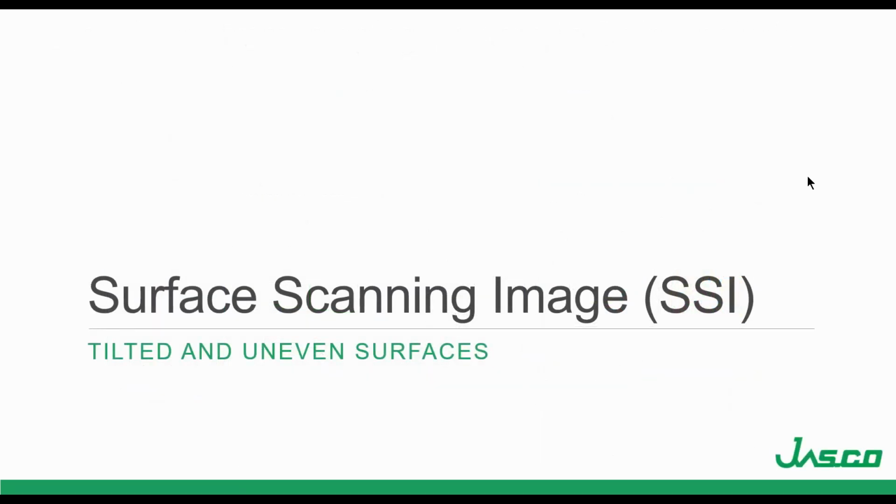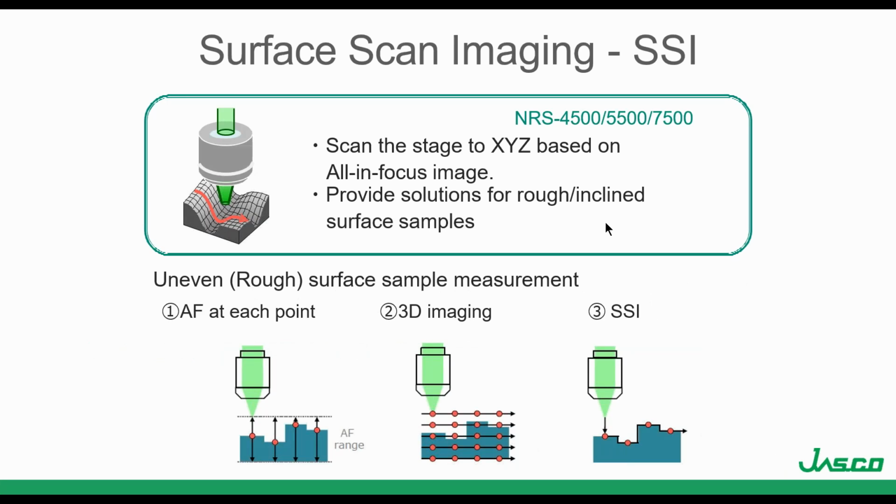Okay, so we looked at fast mapping for wide areas. Now we are going to switch gears to the surface scanning image, and this is more applicable to tilted or uneven or rough surfaces. What we are doing with this application is changing the height of the stage while the measurement is done. The way that we do it is we register the topography of the sample, and after that the measurement is done.